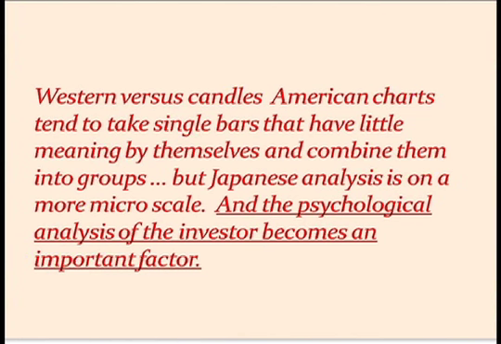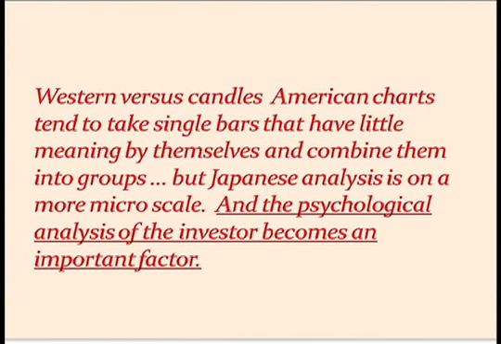And here's a portion of a book I've had translated. I spent big bucks on having lots of books translated. You don't have to worry about reading the first part about the Western technicals on a little longer term scale. But the Japanese analysis is on a more micro scale, and the part I underlined is the most important. The psychological analysis of the investor, and I would add the phrase or trader, becomes an important factor. And that's what candles do so well. They gauge the psychological component, or the psychology of the market, at the time the candlestick line is formed.